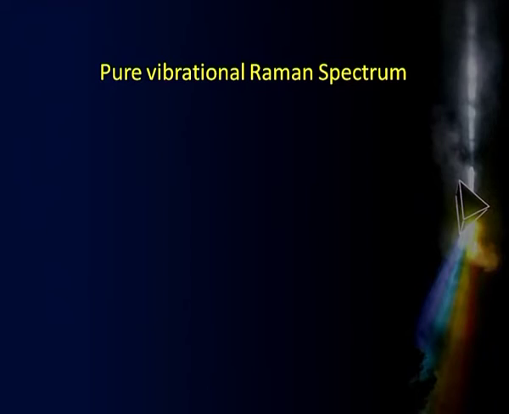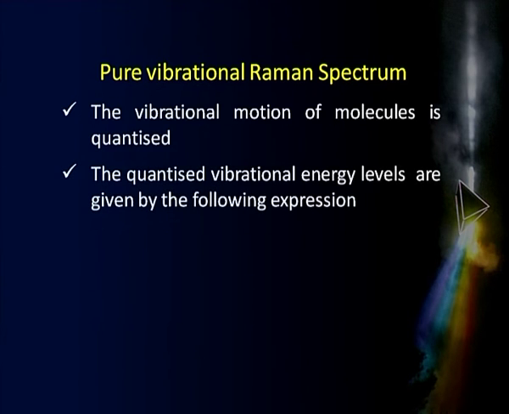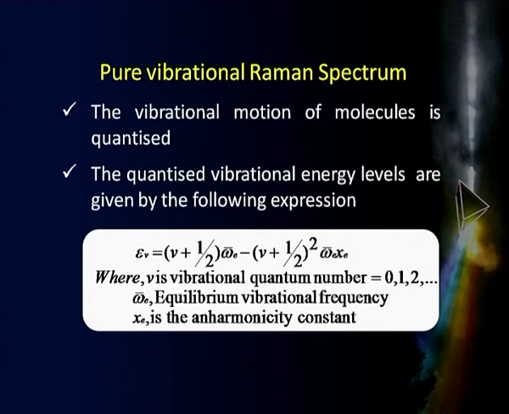Let us move on to pure vibration Raman spectrum. We know that the vibration motion of a molecule is quantized. We talked about this in detail earlier, and the quantized vibration energy levels are given by an expression which is very familiar to you: E_V equals (V plus half) omega_e minus (V plus half) squared omega_e x_e, where V is the vibration quantum number having values 0, 1, 2 and so on.